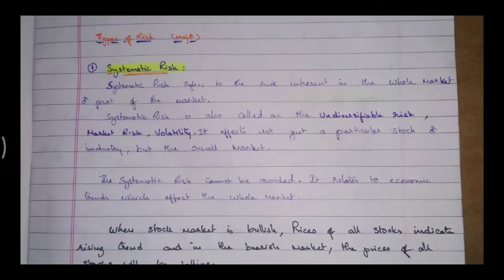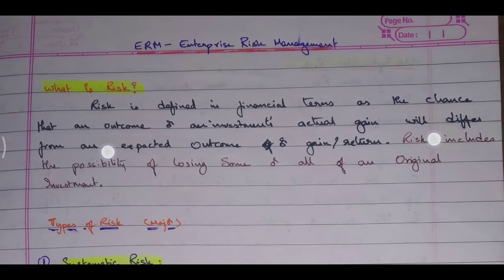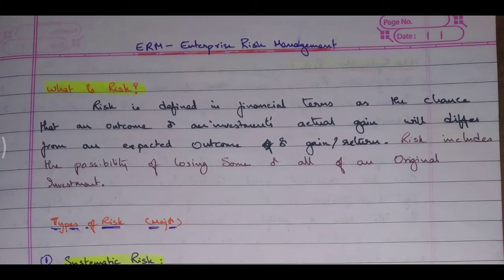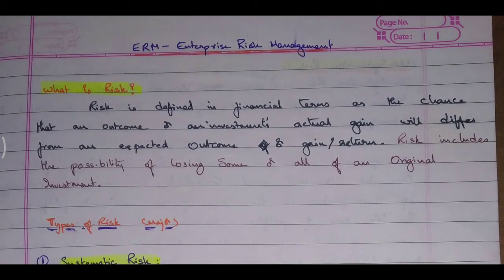First we will be understanding what is risk, then we will be looking into the risk management process. First, risk is defined in financial terms as the chance that an outcome of an investment or actual gain of an investment will differ from the expected outcome. Risk is something like the possibility of losing some or all of an original investment.